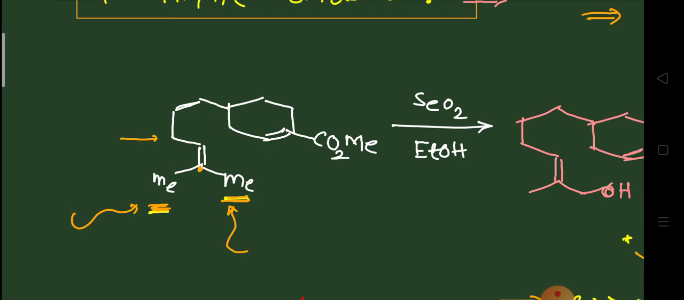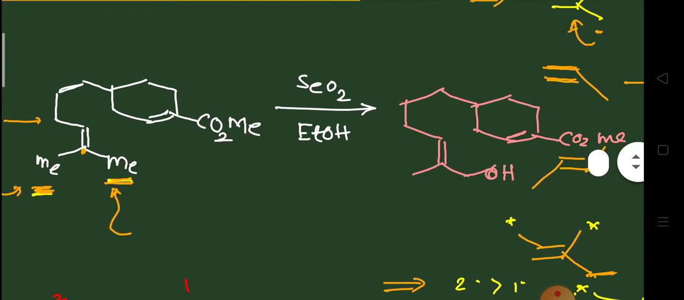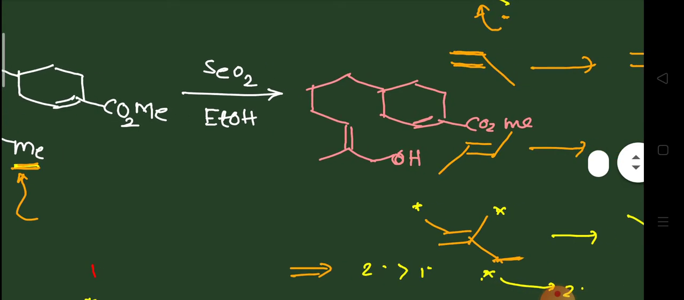Now, which one, either the left one or the right one? It depends upon the stereochemistry of the resultant product. So, it should be E. That is why we select the methyl group on the right side, which will preferentially oxidize to alcohol, and that is why your product becomes like this one.